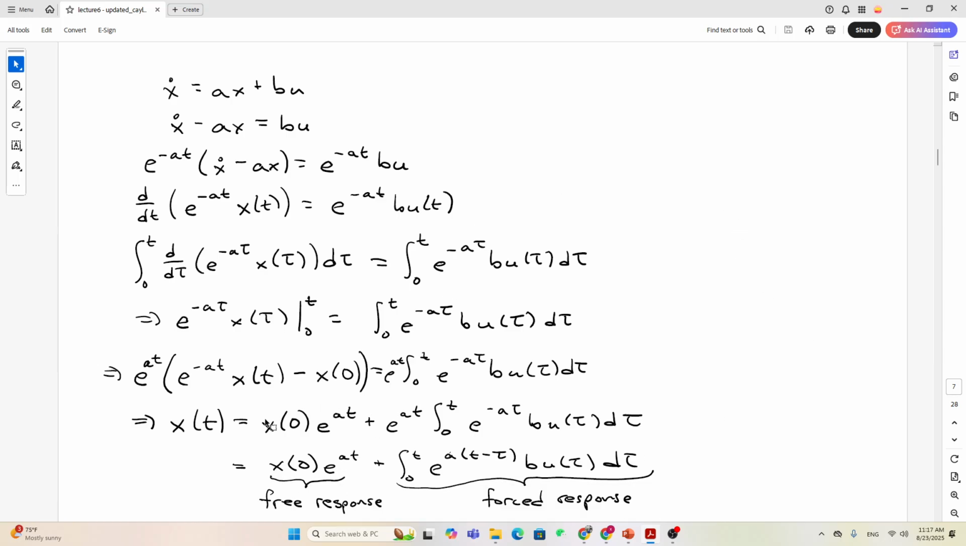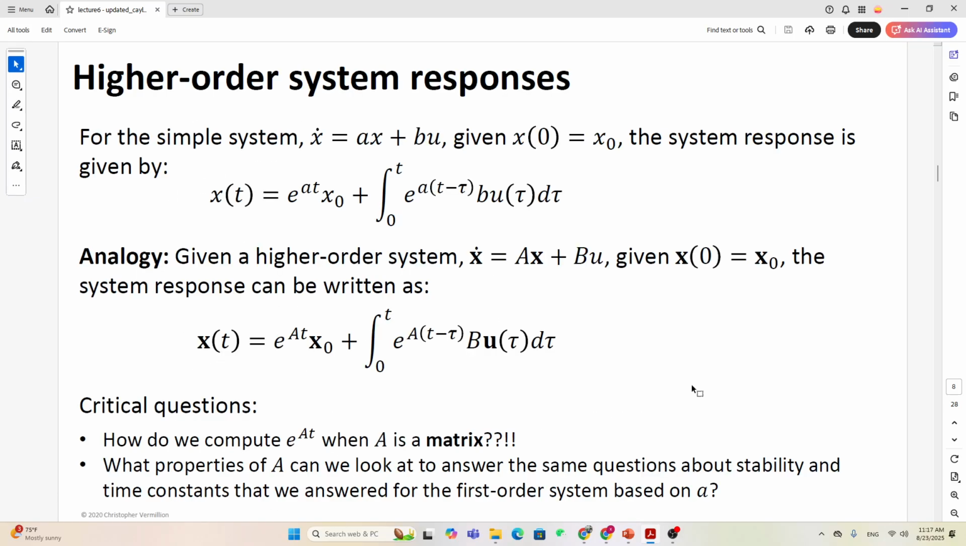This part depends on your initial condition, an exponential decay, and this is your free response. And the other one, which has u(tau), is your input that gives you the forced response. So any system dynamics can be expressed as free response plus forced response, or you can consider transient response plus steady state response. So if we keep going, for the simple system x dot equals ax plus bu given an initial condition, we just derived that formula. So that's not that difficult.